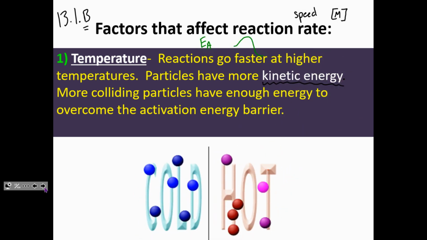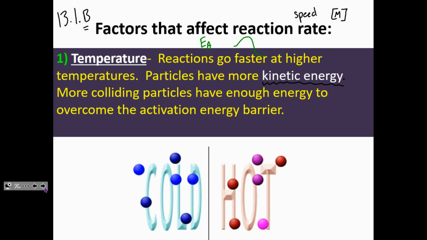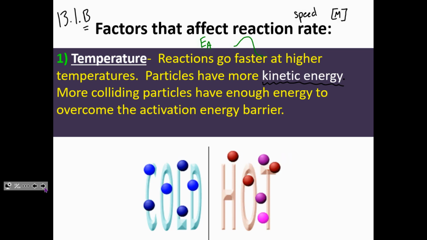So if we look at the picture, the cold molecules are moving slower. They will not run into each other with sufficient energy, and we won't produce as many products. Our reaction speed will be slower. Now, molecules with a higher temperature have greater kinetic energy. They run into each other with a higher frequency, with a higher kinetic energy, and they can form products even faster.